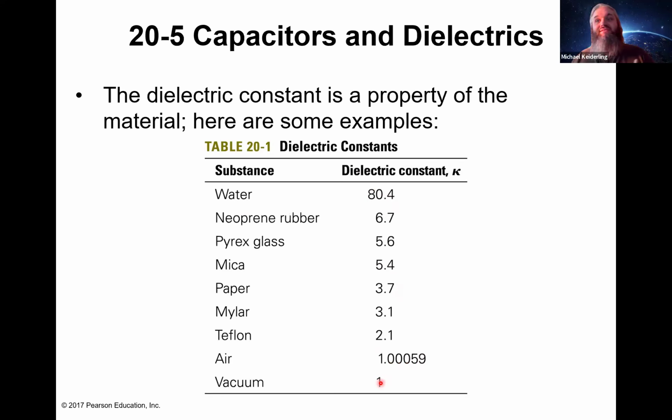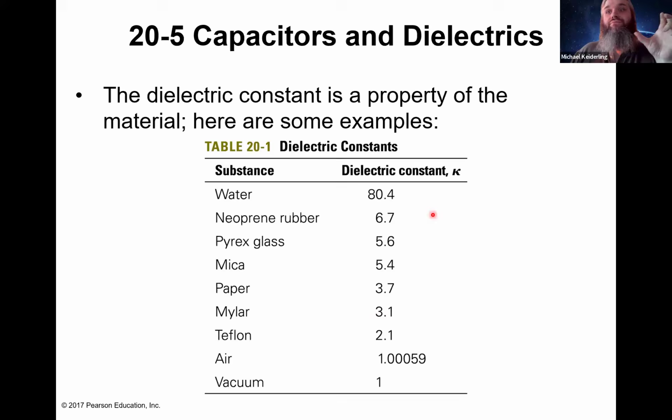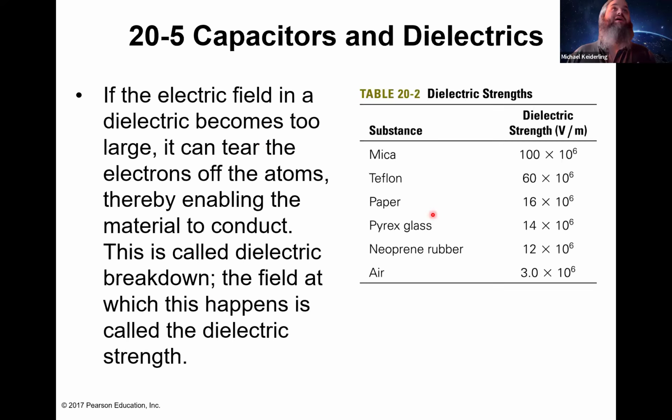Now, there are two factors you have to consider when choosing a dielectric for your capacitor. Ideally, you'd like as high a dielectric constant as possible, but there's another factor. Any dielectric has some limit of potential or voltage per meter, at which point it will stop being an insulator and start being a conductor, and that's the dielectric strength.